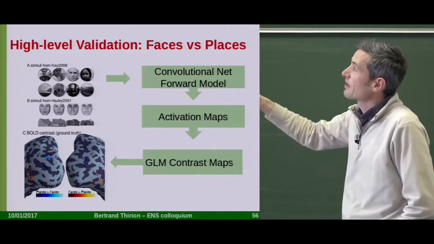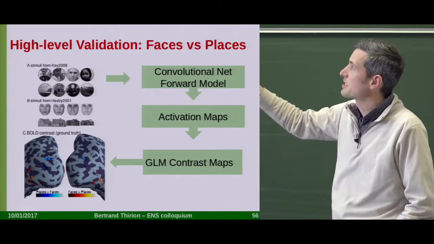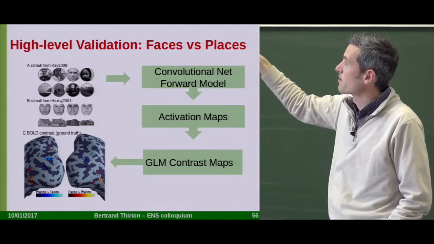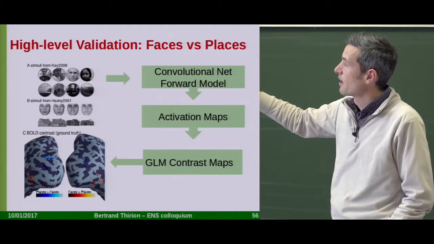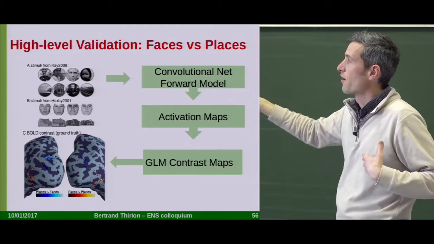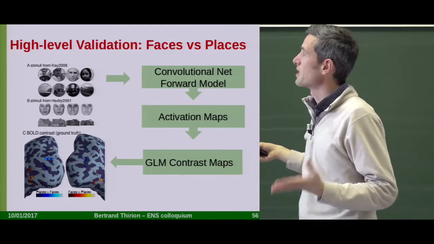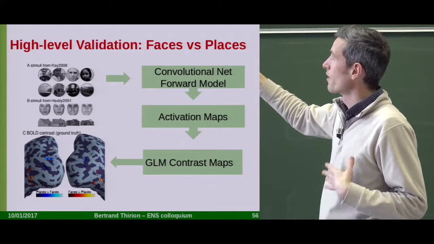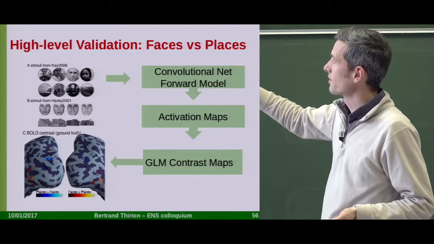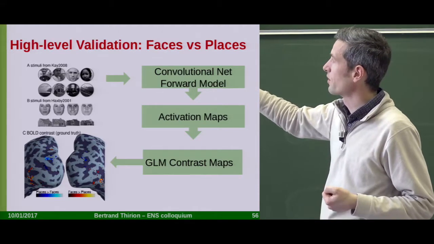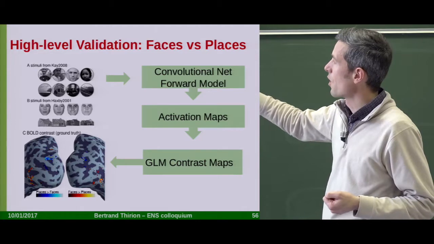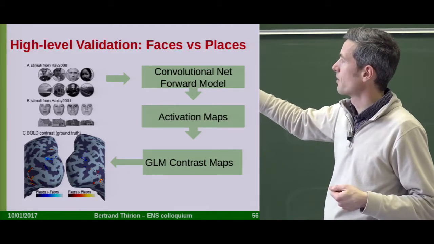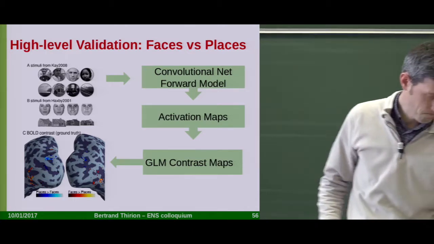Similarly, you can take face images or place images, look at the response by the ConvNet, generate activation maps, and for instance, do the difference watching a place versus watching a face. So we know the ground truth because the subject has viewed a face and place images. We know that in this temporal occipital sulcus, there will be more response to places, while in this, I think this is the extrastriate body area, you will have some response to faces.